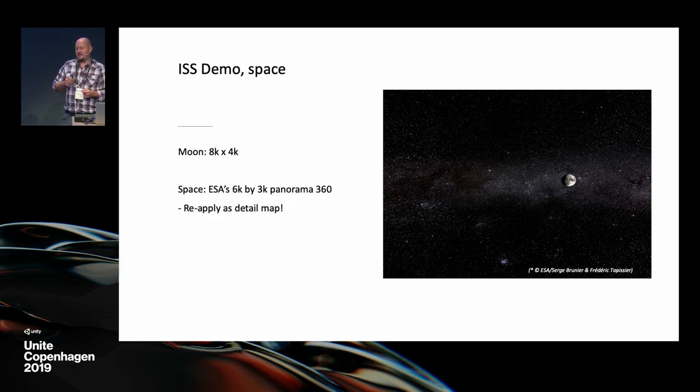For the stars, we used the excellent Milky Way panorama from ESA. That was by far the best available 360 image of our galaxy neighborhood. It still was nowhere near the resolution we would need. We ended up using a dirty trick. We reapply that same panorama as a detail map, just to get more stars in there. It works surprisingly well when viewed through the headset.